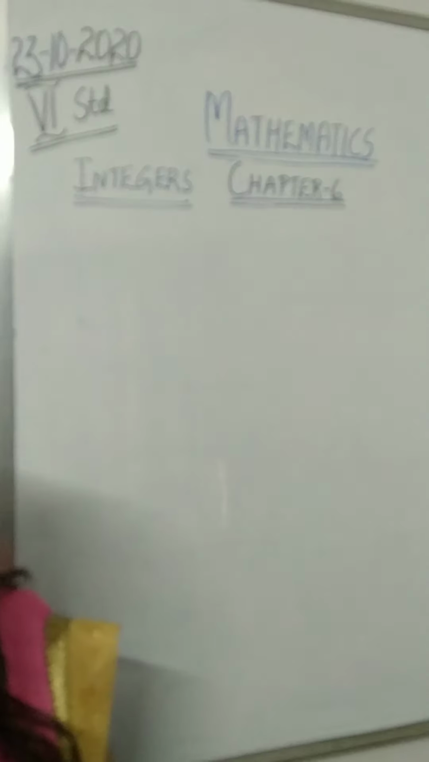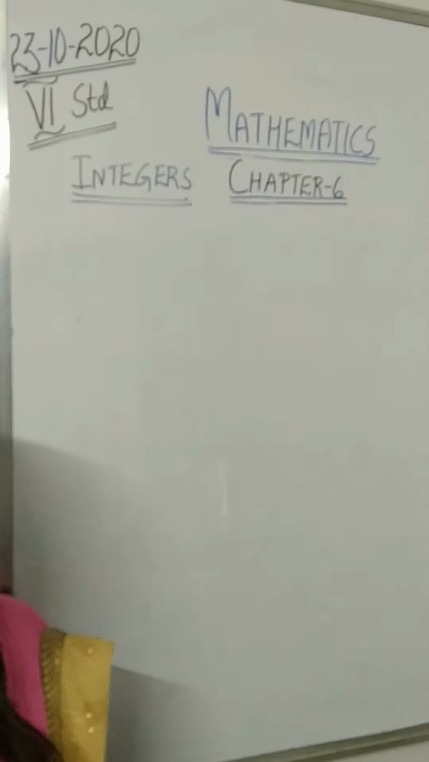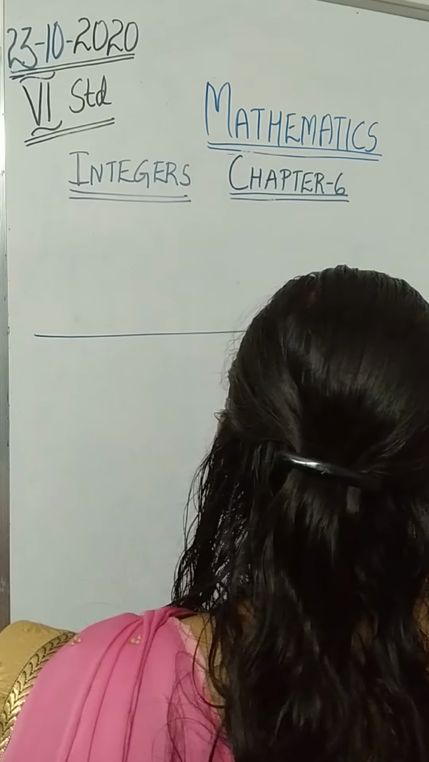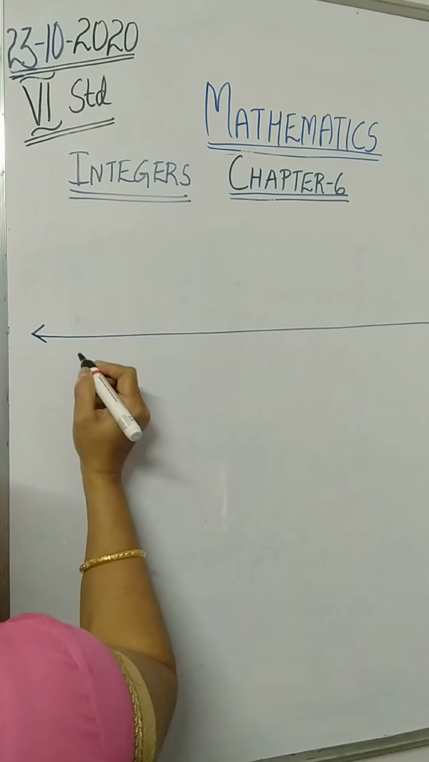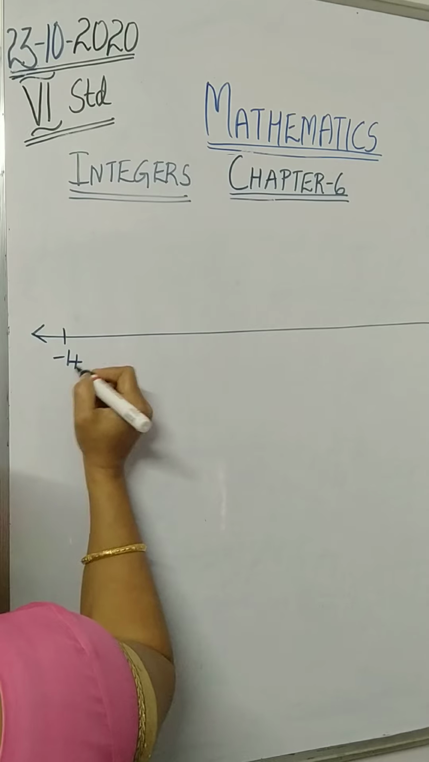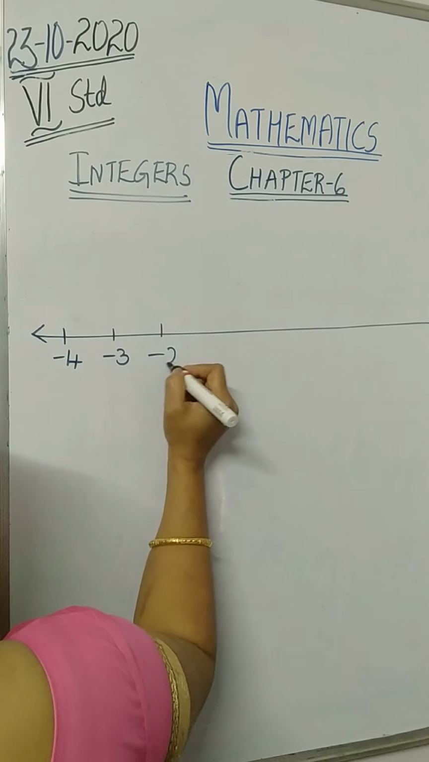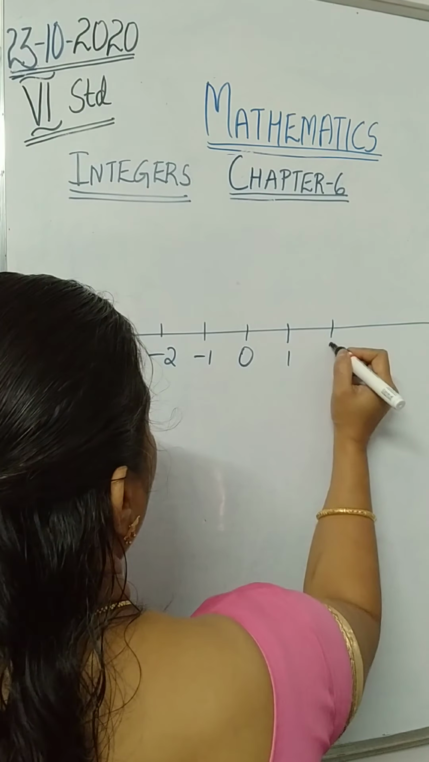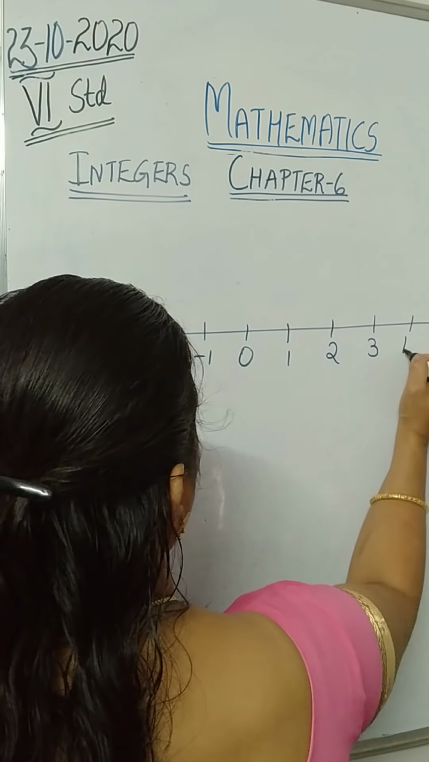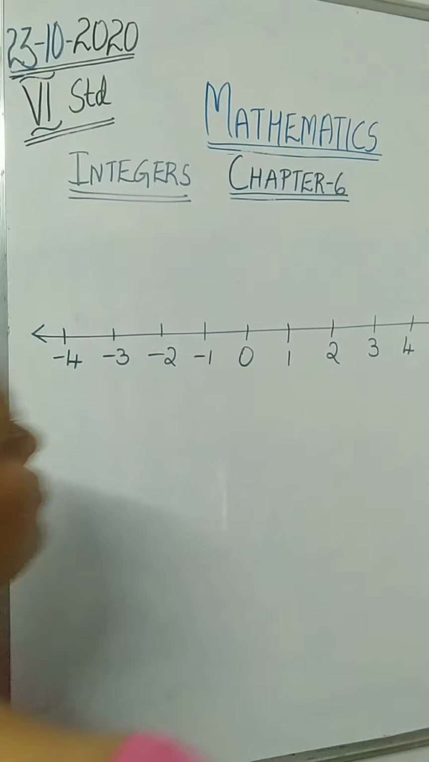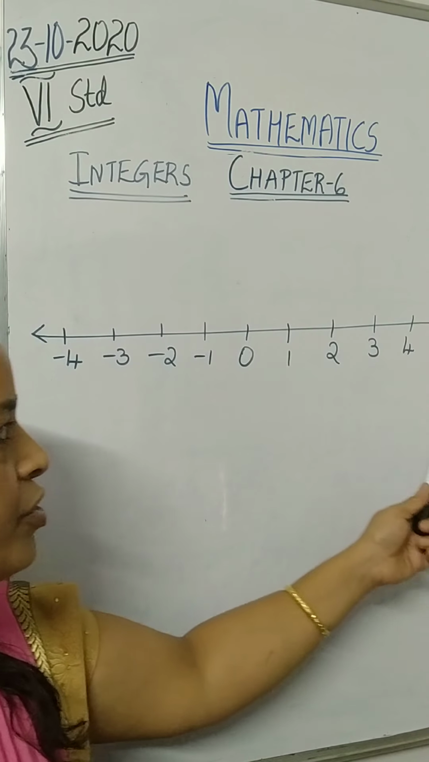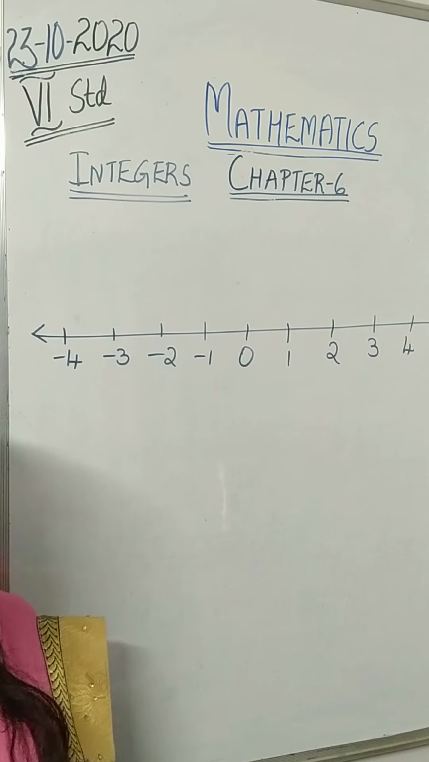Let us see on a number line how to find the successor or the predecessor. Okay. Now this is the number line. On the number line we have got negative numbers, 0. Also we have got the positive numbers. Is it or not? Yes. We have got the negative numbers as well as the positive numbers, also the 0.